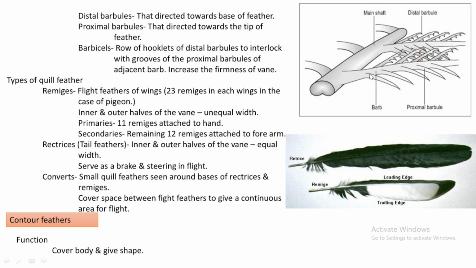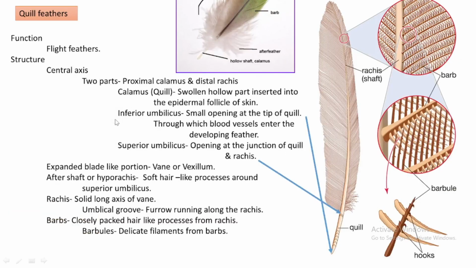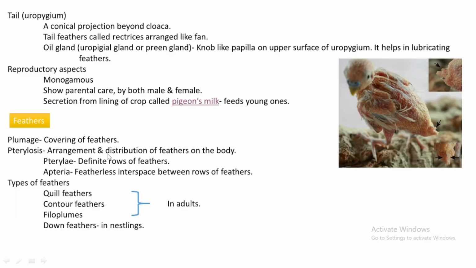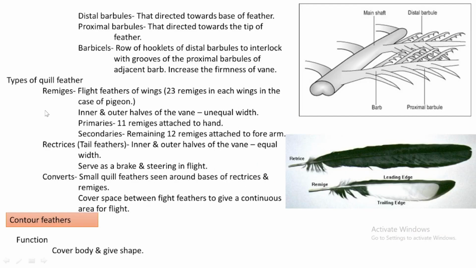Next point, types of quill feather: remiges, rectrices, and coverts. And what are remiges? Remiges are the flight feathers of birds. So we are talking about feathers. Different types of feathers are there. Quill feather is there, contour feather is there, filoplumes are there, down feathers are there, and again in quill feather itself different types exist. They are remiges, rectrices, and coverts.